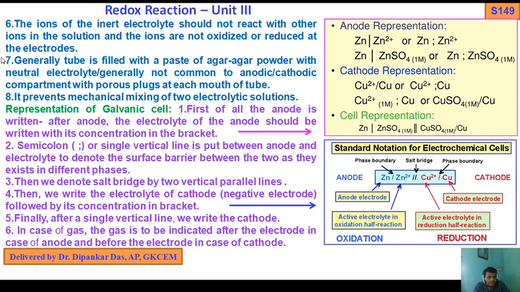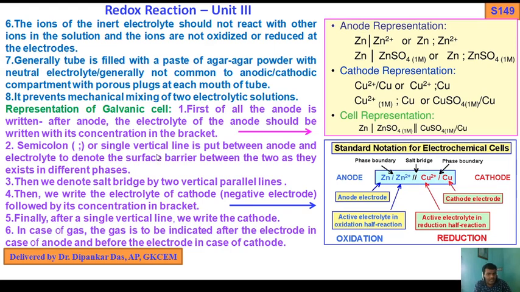Okay, so sorry for the interruption. First of all, the anode is written. After the anode, the electrolyte of the anode should be written with its concentration in the brackets. Then a semicolon or single vertical line.